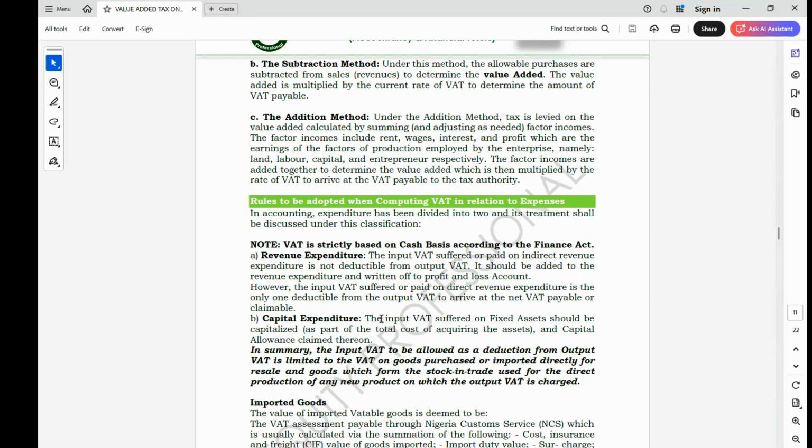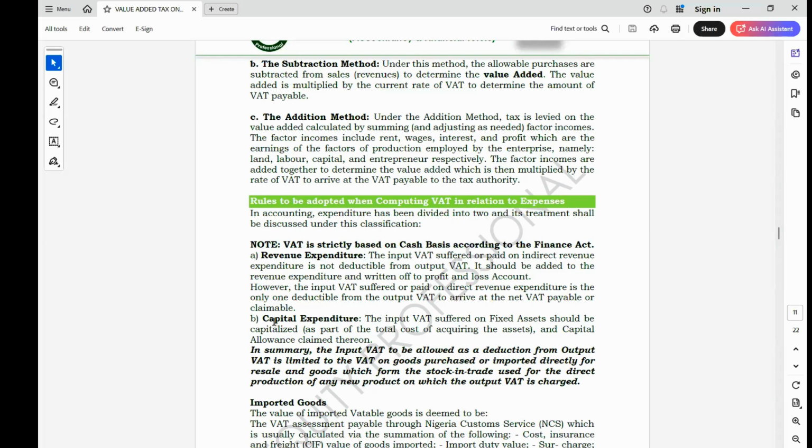double counting. So in order to avoid double counting, any input VAT suffered on capital expenditure will not form part of the input VAT to be deducted from output VAT when you are computing your value-added tax. So such input VAT will be capitalized as part of the cost of the capital expenditure.